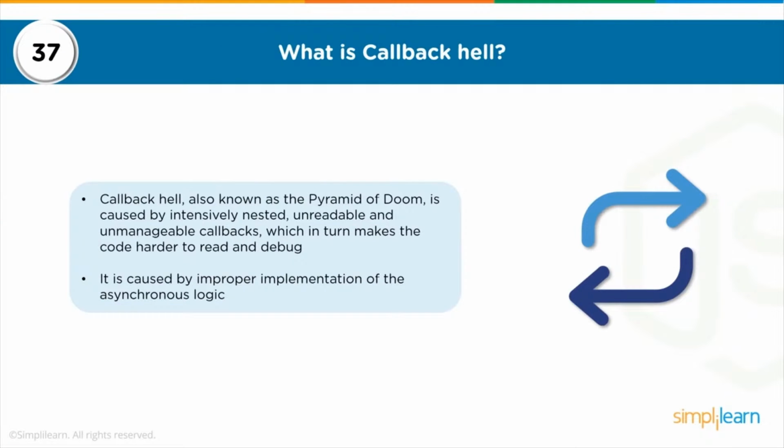Explain to me what callback hell is. So callback hell, also known as the pyramid of doom, is when you have too many nested, unreadable, and unmanageable callbacks intensively cycling within each other. They're constantly calling each other, and they're not able to resolve the solution. And this is a big problem, and this is why it's called callback hell, because you're not able to finalize the app you're working on.